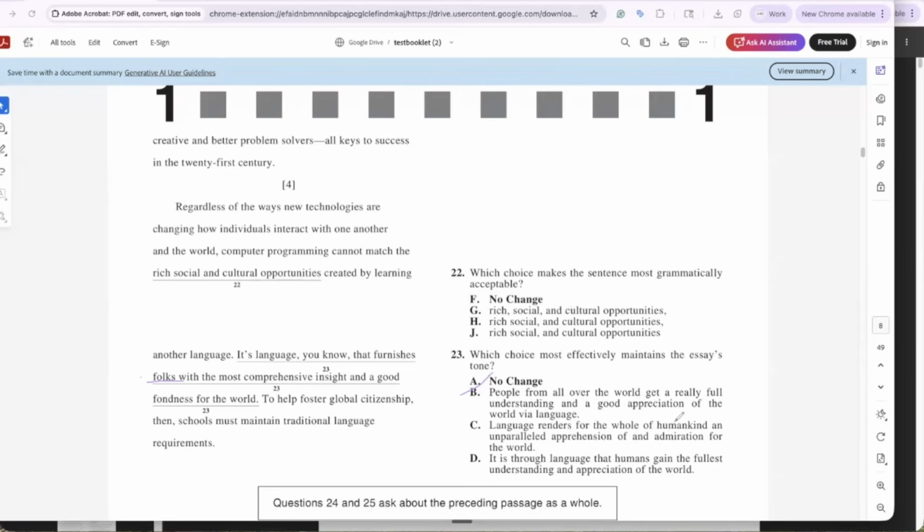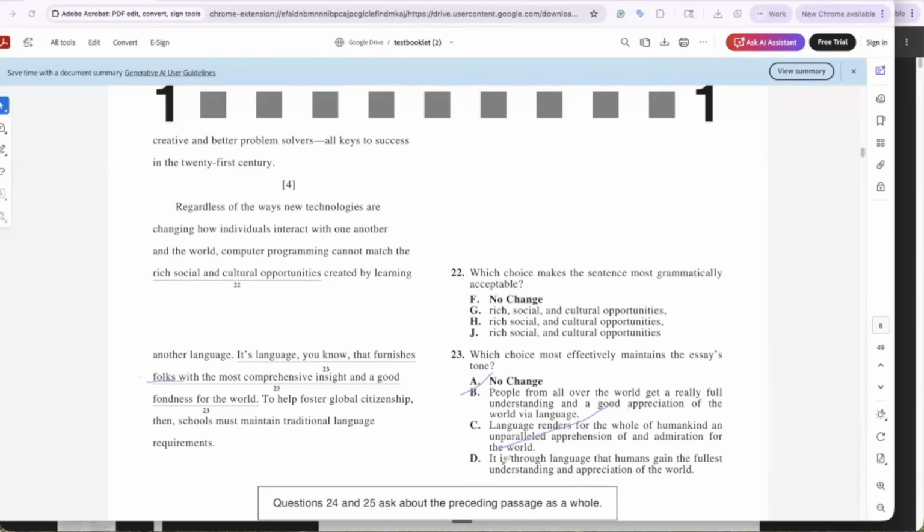C: renders for the whole of humankind an unparalleled apprehension of and admiration for the world. There are so many extra words in there. You're not going to write like that. And then D: it is through language that humans gain the fullest understanding and appreciation of the world. So you've got a couple of things going on here. B is people from all over the world get a really full understanding and good appreciation of the world via language. And D is it is through language that humans gain the fullest understanding and appreciation of the world.